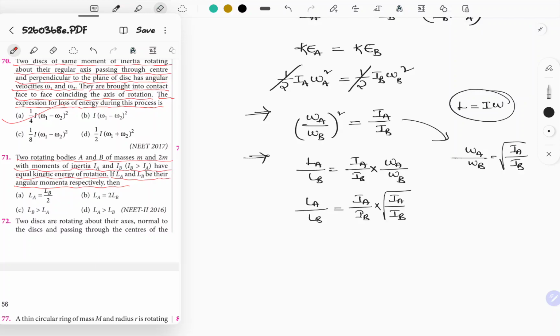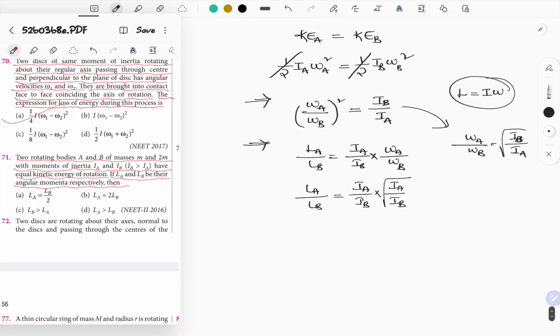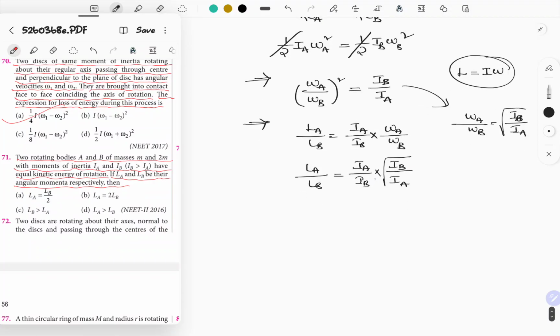A small mistake in this substitution. Here we have Ib and this is Ia. In reverse we wrote this. So this is going to be Ib and this is Ia. Inverse relation we are going to get. So it is Ib and Ia. Send this Ia by Ib to the right side.